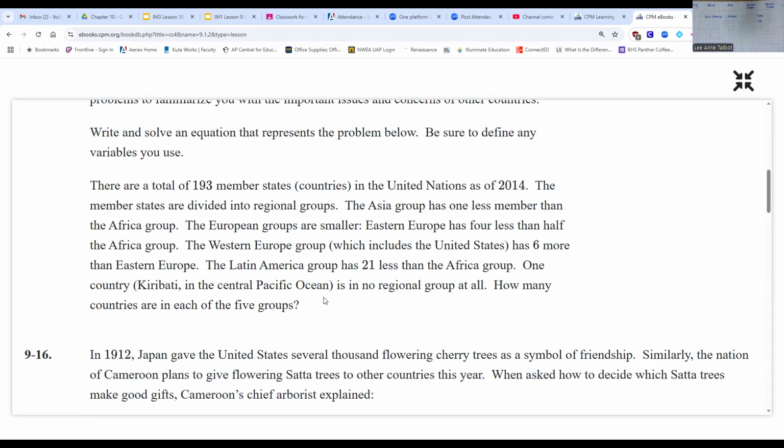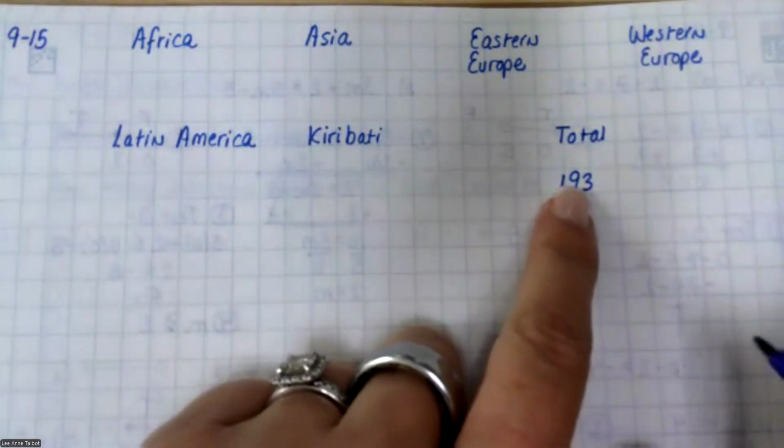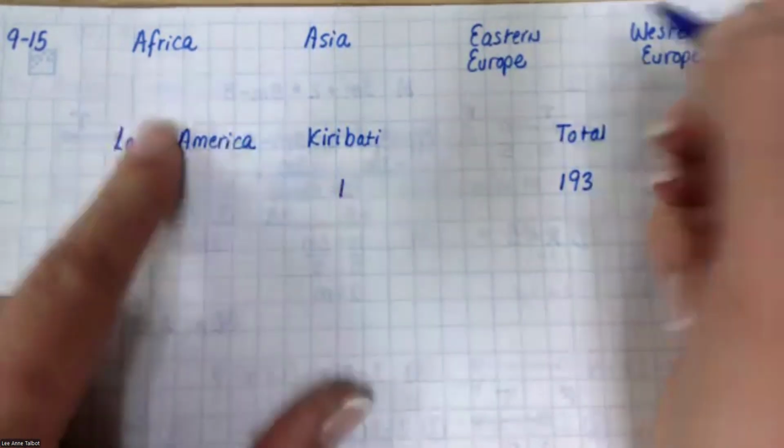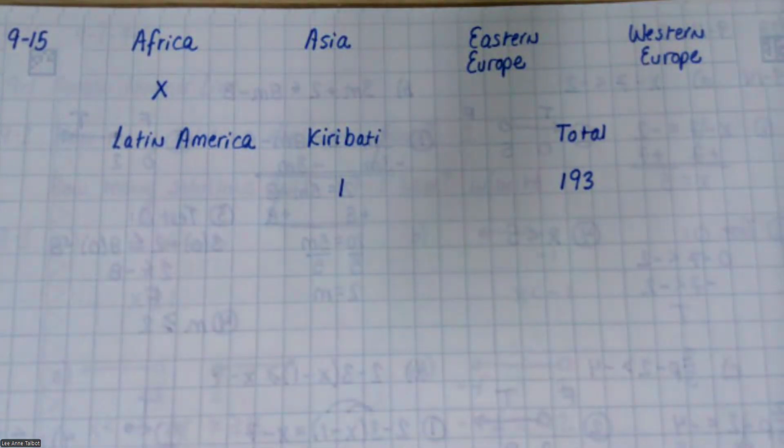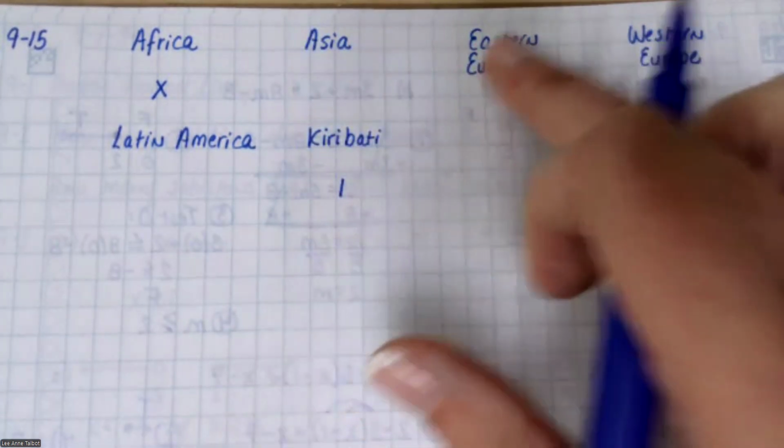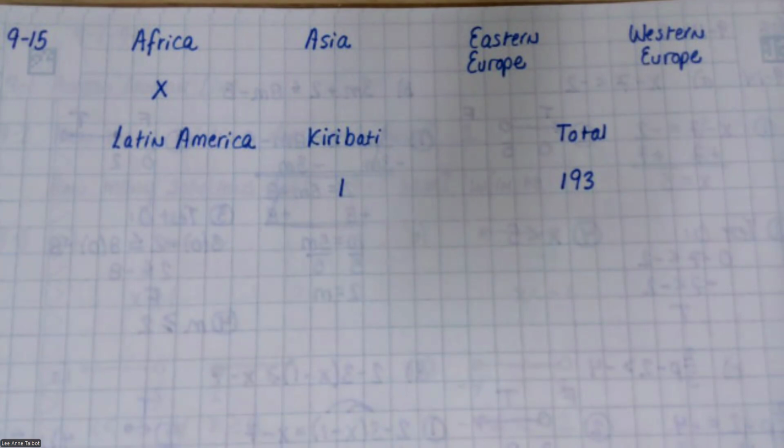Start with first, Kiribati is one country. So underneath Kiribati, put one. Which one of the groups is most of the other groups based on? Africa. So Africa is going to be your variable. Let's put x under Africa. So this is what we have so far. We have the total of 193 countries. Kiribati is one country, and Africa is going to be our x because that's what all the other ones are based on. Now we're going to go through and label each one of these based on algebra.